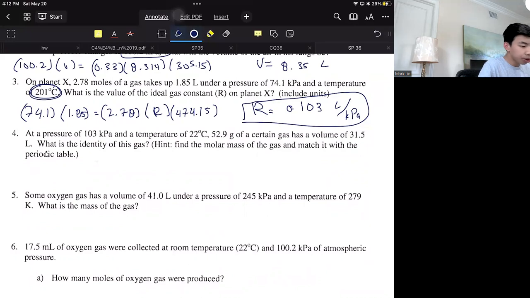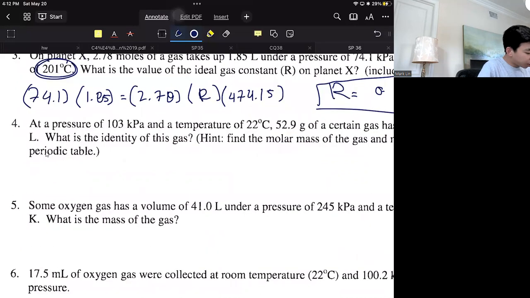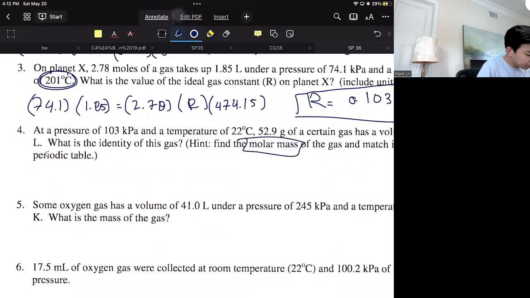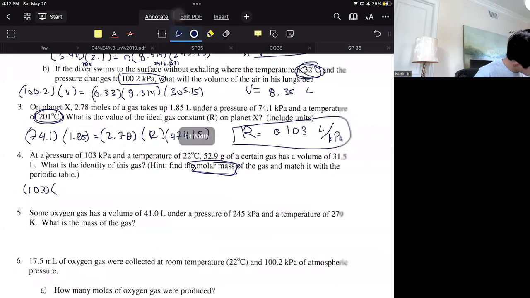Okay, so we need to find what the molar mass is. Molar mass is based on moles, so n is what we're trying to find. That's going to be our variable. So pressure is going to be 103. Volume is 31.5.